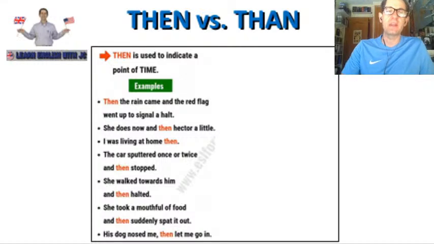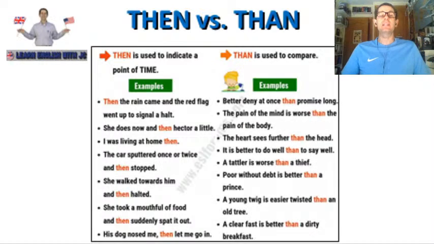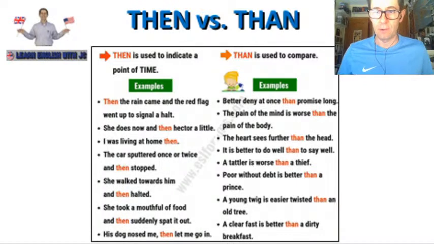So that is in terms of then, again, to indicate a point in time. Now, as far as than is concerned, than is used to compare. Let's take a look at a few examples. Than, I think, is easier.